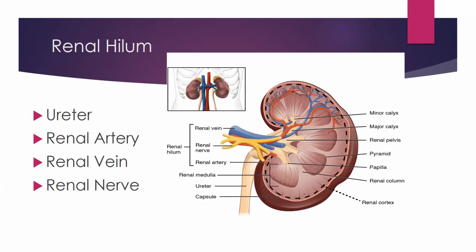All right, so what's the hilum? This is the renal hilum, this area here. And what we've got in the renal hilum is part of the ureter. Yes, that's maybe not as important as these other structures that are here. So the renal artery, which would be colored red here, then your renal vein, which is going back, blood flow would be coming back out of the kidney, and then the renal nerve.